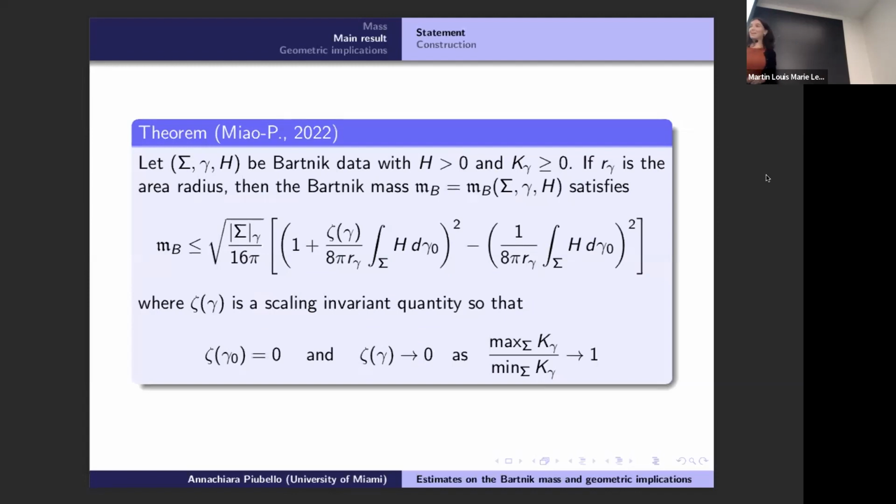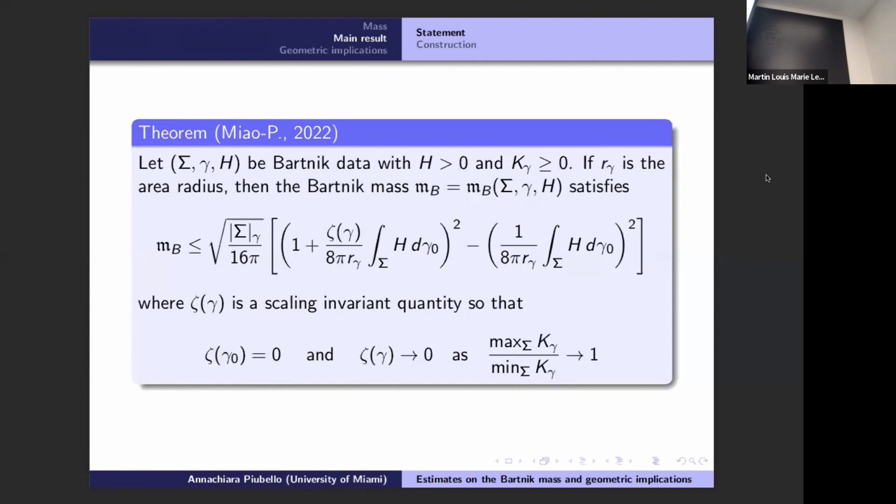Okay, let me make a couple of comments on these estimates. First, notice that we get the total mean curvature appearing here, and each time we're dividing by R gamma, right? This means that this quantity in the parentheses is scaling invariant, because we're dividing by the radius. And so we would like this zeta gamma that appears here to also be a scaling invariant quantity, so that this whole bracket will be scaling invariant. And we can do that.